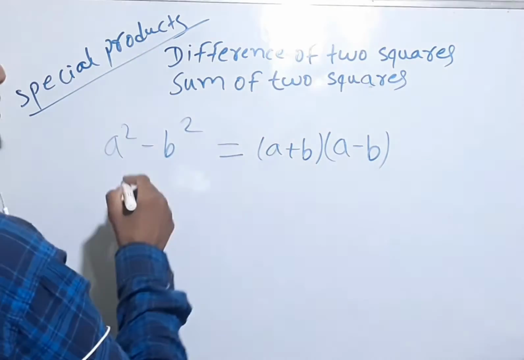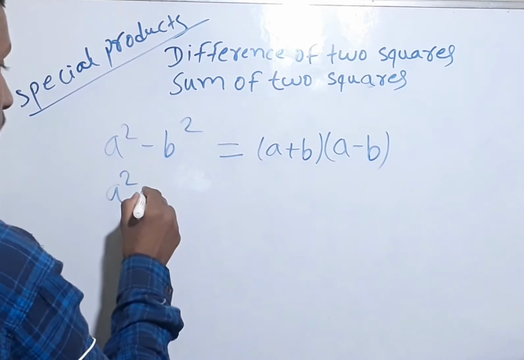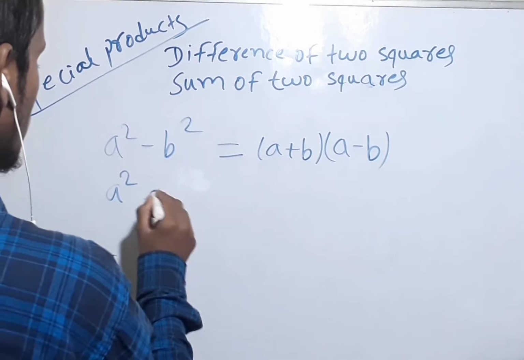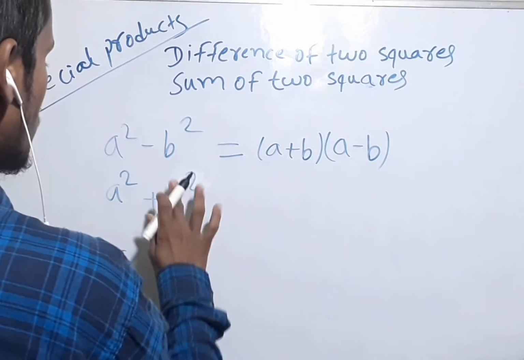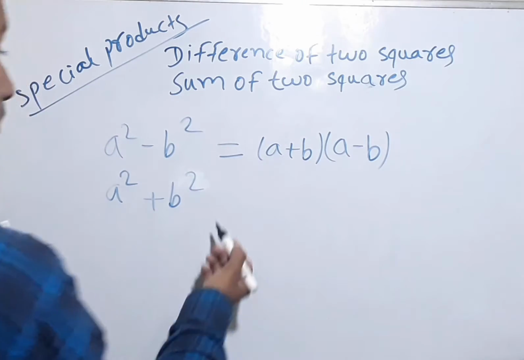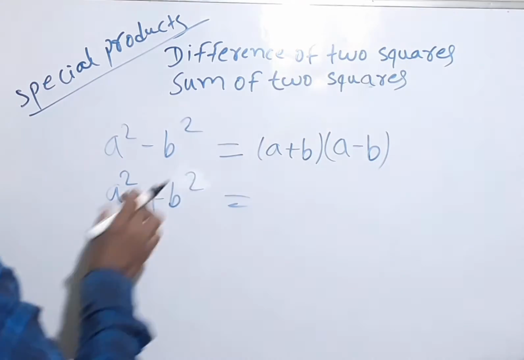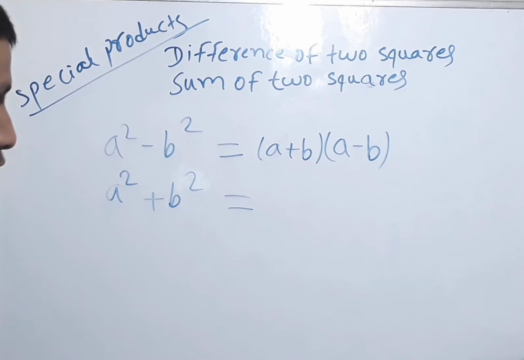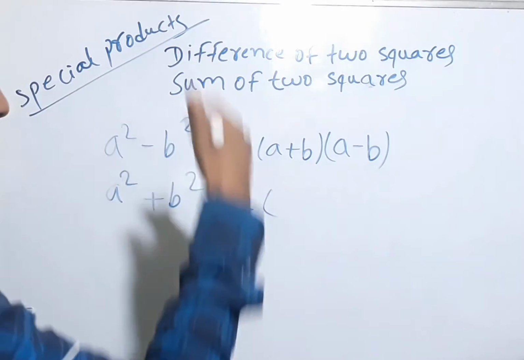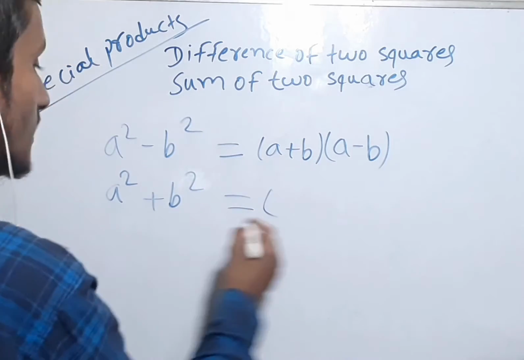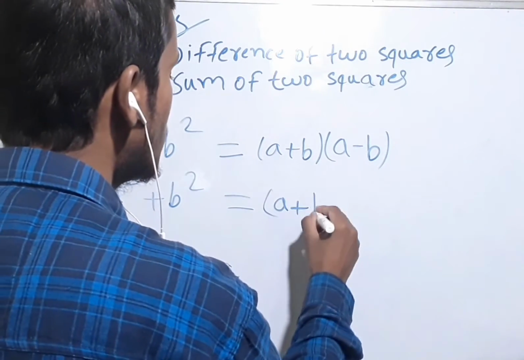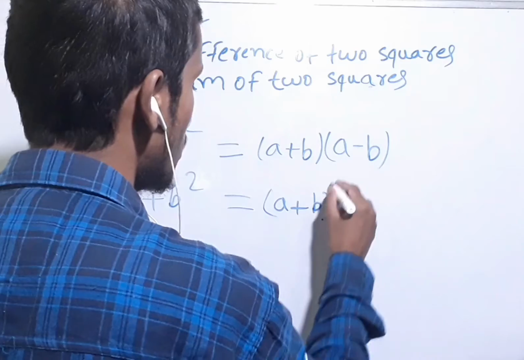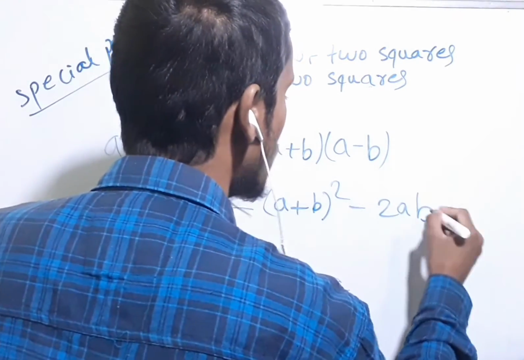Second one is sum of two squares. So you have a squared plus b squared. Sum of two squares, as you can see, and you might also have guessed it. It's pretty simple. So this thing is equal to a plus b, the whole squared, minus 2ab.